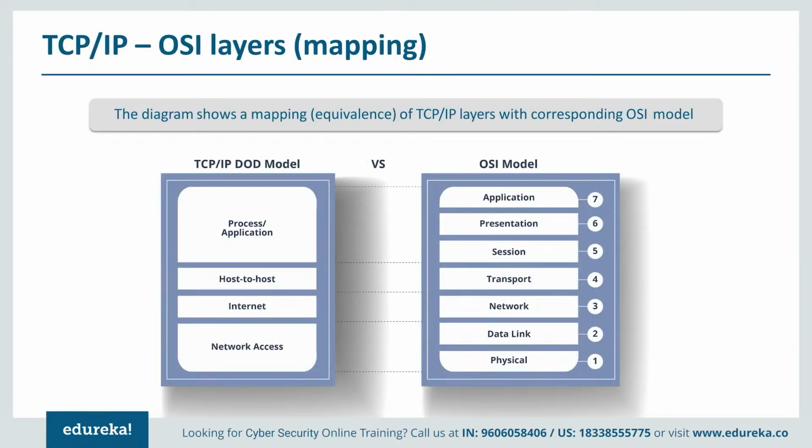TCP/IP, the only difference is the top layers will be converted into a single one. This is the regular TCP/IP model. The network layer, the data link layer and the physical layer are combined. The data link layer and the physical layer become a single network access layer. And the OSI model network layer will be called the internet layer, and the transport layer will be host to host. And the top three layers, application, presentation, and session, will be combined and called the process layer or application layer. This is the difference between TCP/IP and the regular OSI mapping.